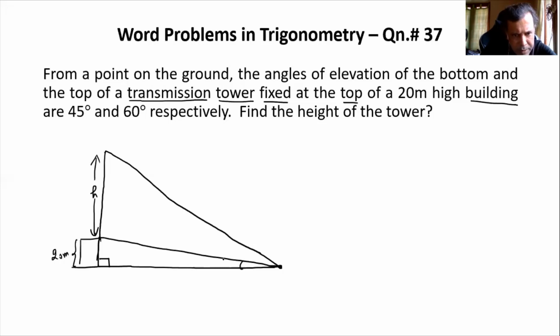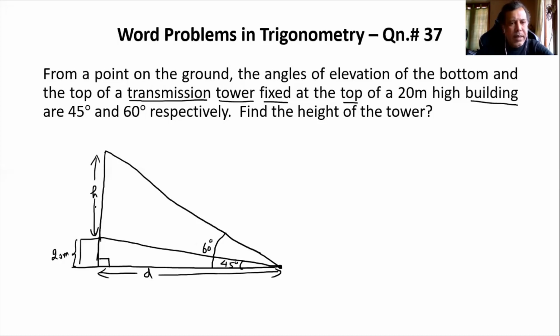This is given as 45 degrees, okay? And then from here, the top, that means it is this. This entire angle is given as 60 degrees. Based on these values we are supposed to find this thing. This is what we don't know, this distance. Let me call this d. We don't know the distance of this.